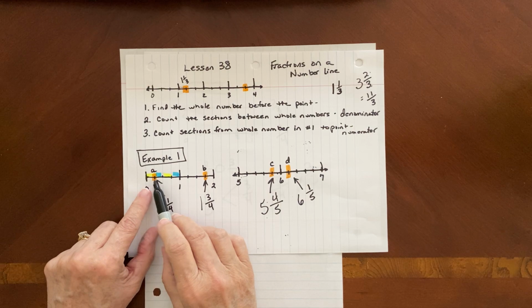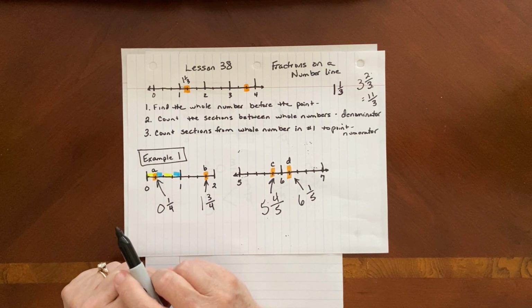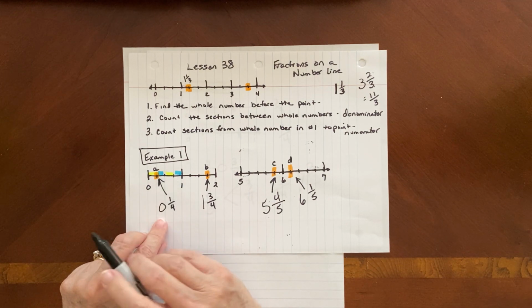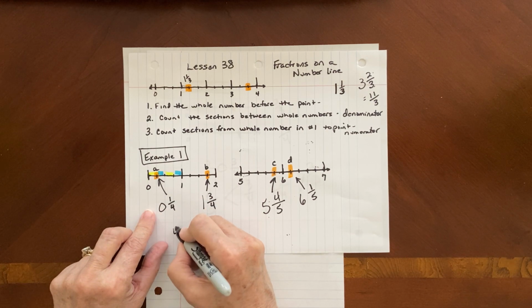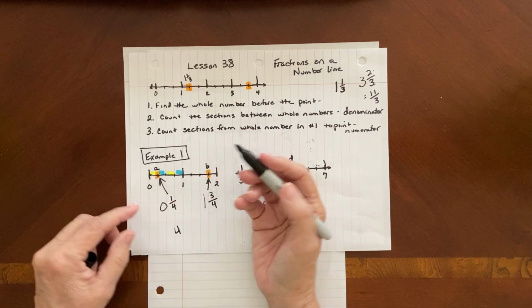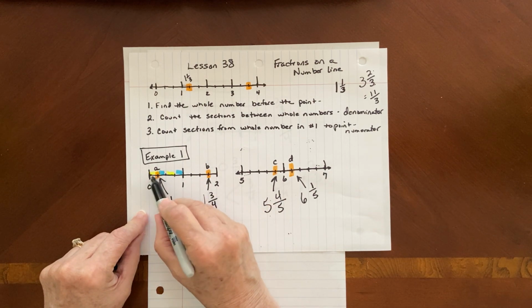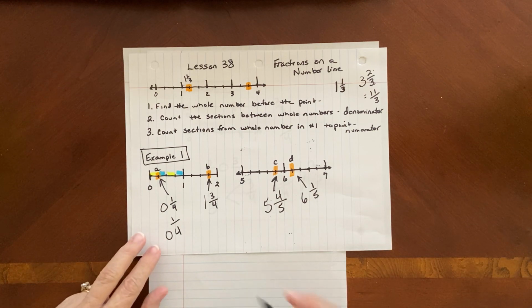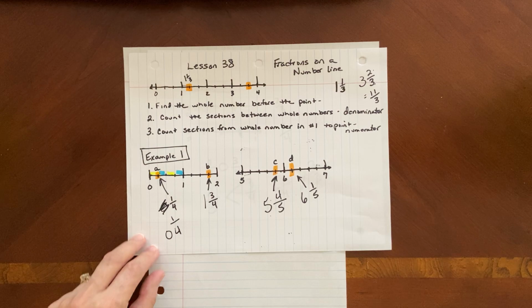Okay, let's name A and B. I kind of color-coded these sections just to make them a little bit easier. So I have 1, 2, 3, 4 sections. So I know my denominator is going to be 4. My whole number, 0. I can't even go to 1. So 0, and then I have 1 of them. So 1/4. That looks crazy, doesn't it? So it's really just 1/4.